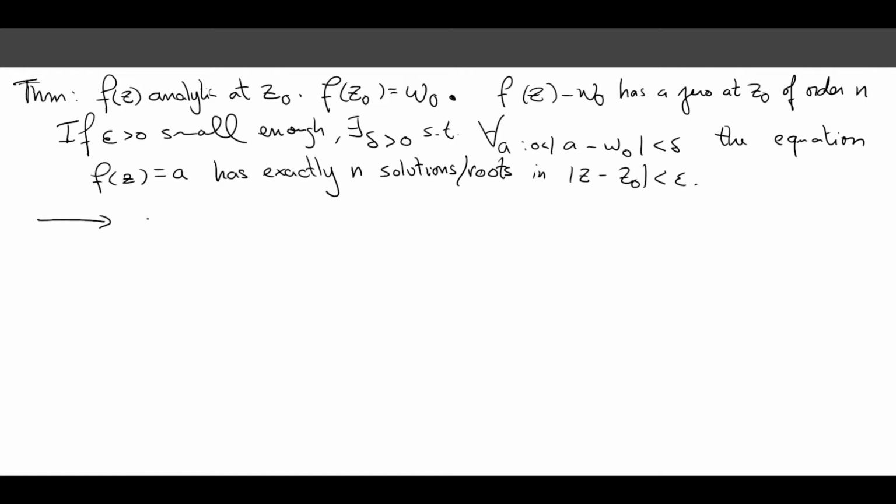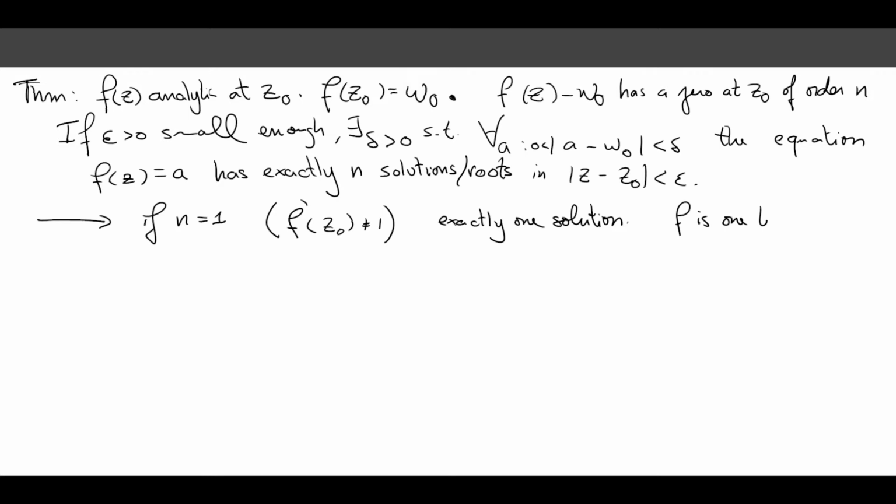Now, maybe worth saying is if n equals 1, so what do I mean by this? If the 0 is of order 1, in other words, if the derivative at z0 is not 0, then this means that there's exactly one solution. And because there's exactly one solution, we actually get that the map f is 1 to 1.